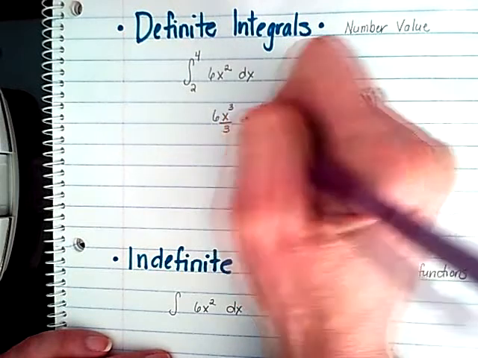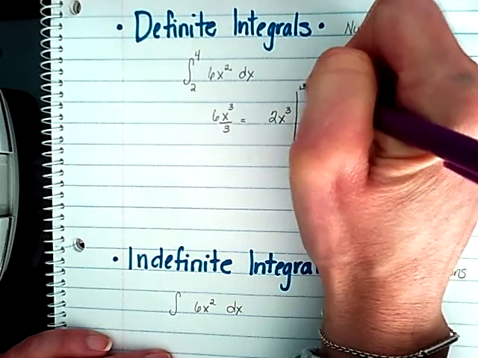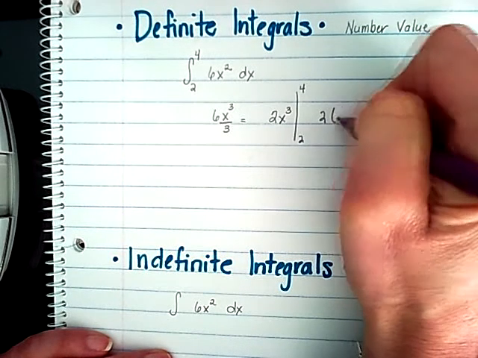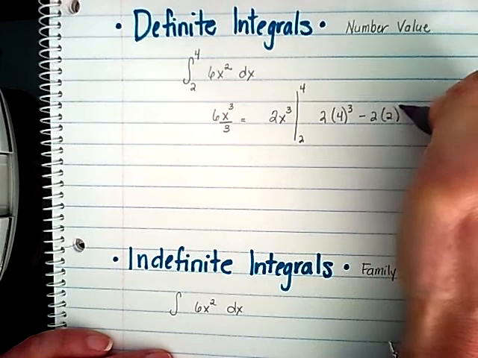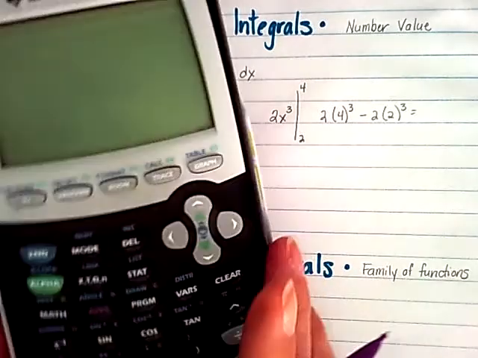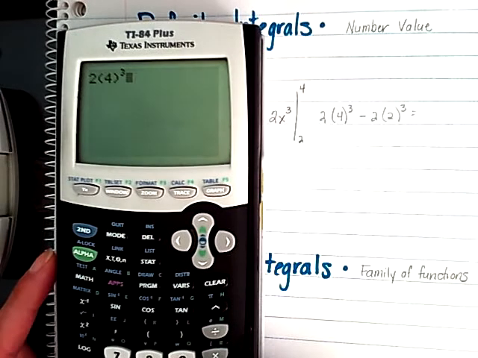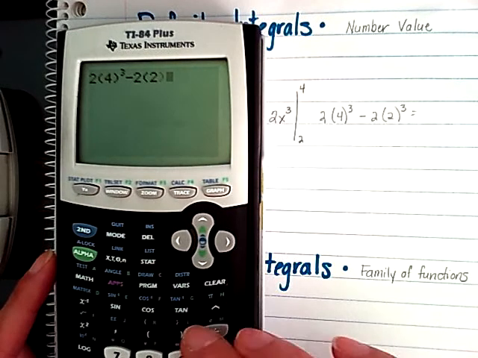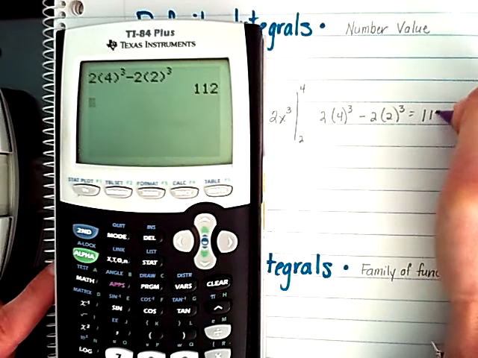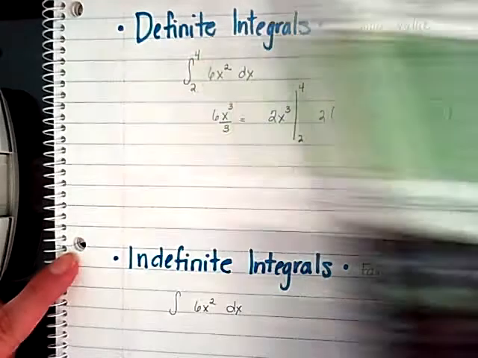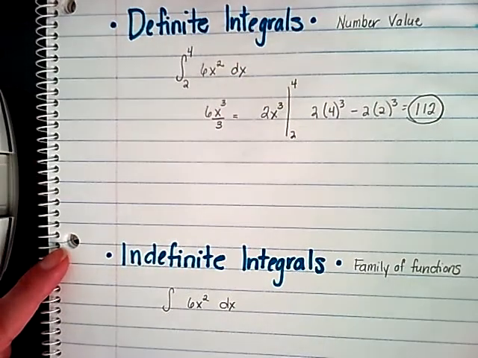So we're going to simplify this function to be 2x cubed, and we're going to run that from 2 to 4. So I'm going to have 2 times 4 cubed minus 2 times 2 cubed, and a quick calculation there gives us a value of 112. So when we evaluate that definite integral, we get an actual value there.